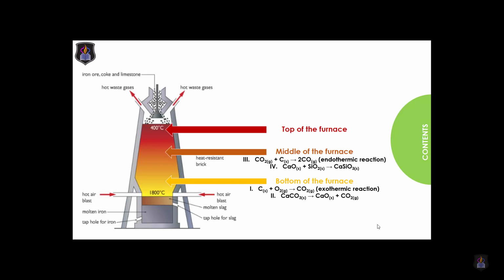Then at the top of the furnace, the reduction of iron takes place at about 400 degrees Celsius. The carbon(II) oxide produced at the middle of the furnace rises to the top of the furnace and reduces the iron(III) oxide to metallic iron, which sinks to the bottom of the furnace. Being less dense than iron, the slag flows on top of the molten iron and prevents it from oxidation by atmospheric oxygen, as shown in the diagram. The iron is tapped off through the hole and taken for further purification.